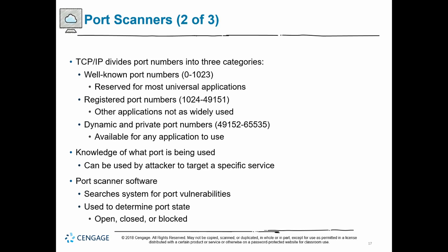So port scanner software literally just scans your network or your host. It can be your host, it can be your firewall. It just looks for what ports are open. Is port 80 open from the outside? If it is, it'll show a port state of open. If it's closed, that means it is off. And if it's blocked, there's actually a rule in place saying it's blocked.